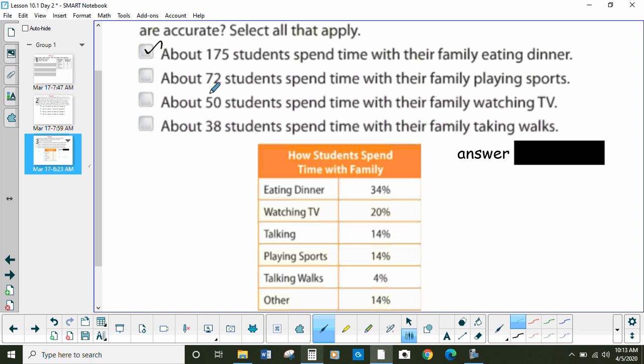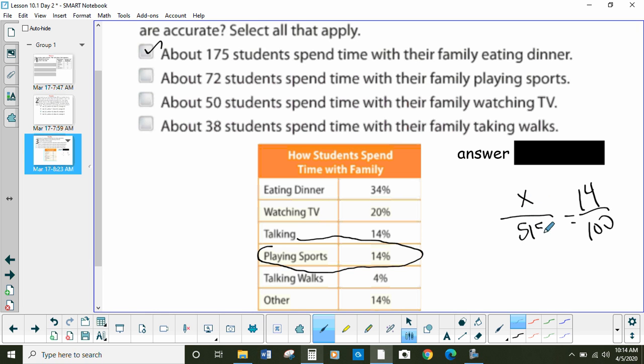How about the next one? Would about 72 students spend time playing sports? They're asking about sports, so I look at sports. 14%. 14% means 14 out of 100. It goes percent over total, percent over 100. What would that be out of 515 people? Cross multiply to see if that's true. Since our way of doing all these is just to set up a proportion, we can set that number there. We'll see if 72 works.